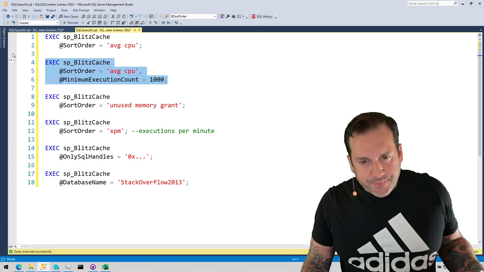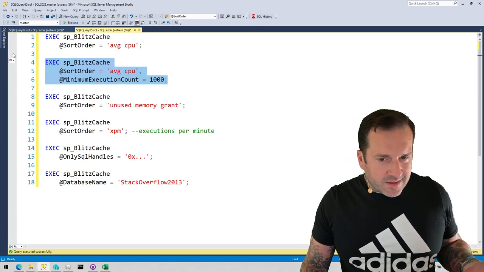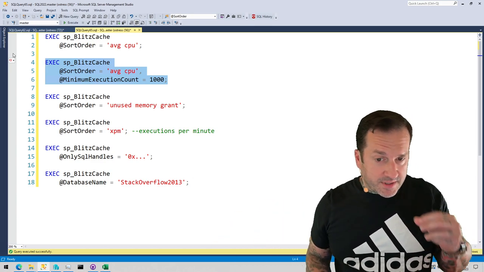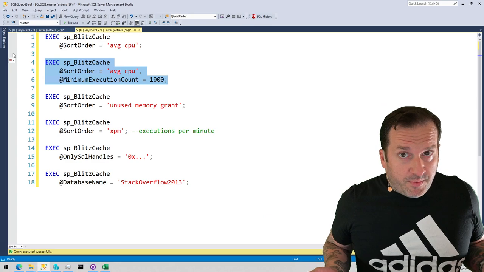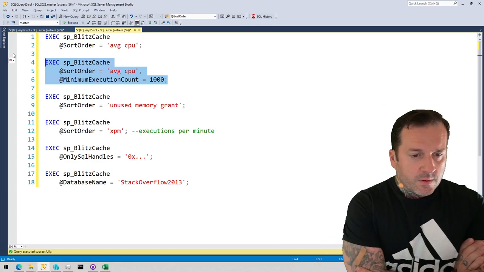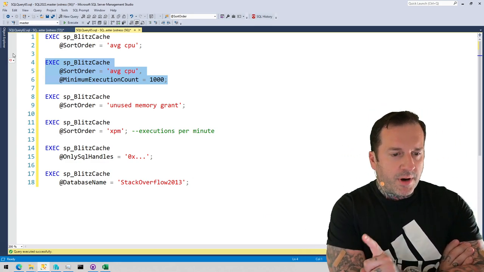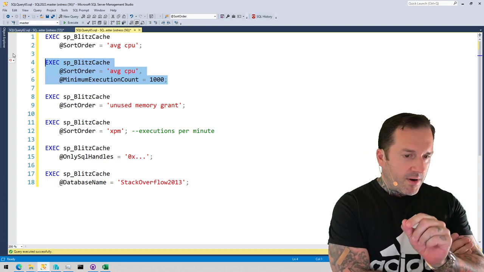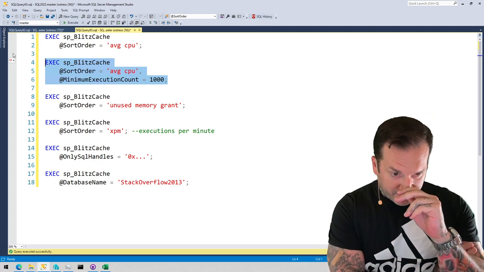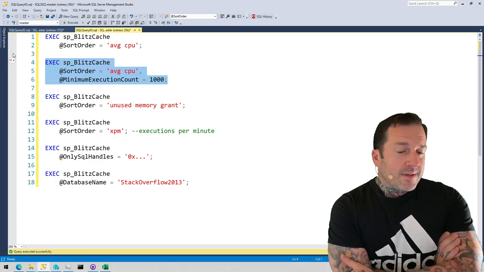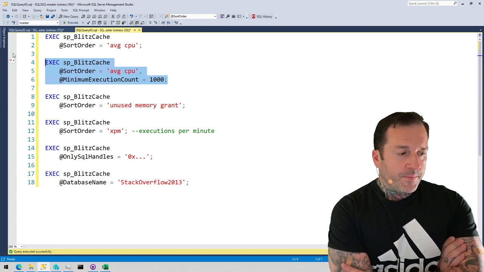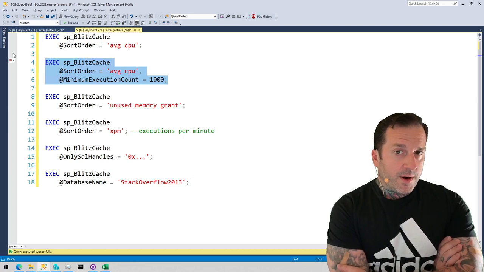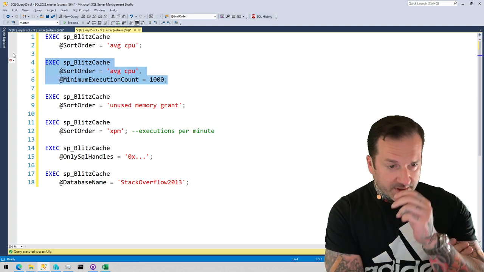Generally, the more frequently something runs, the less chance there is of it having a super high average CPU. It very well could, but a lot of the times when I go and look for this stuff, as I bump the minimum execution count up, the average CPU tends to trend down. There are going to be some outliers, but for the most part, that's what happens. So you do have to strike a balance between finding long-running queries and finding long-running queries that end users are the ones executing.